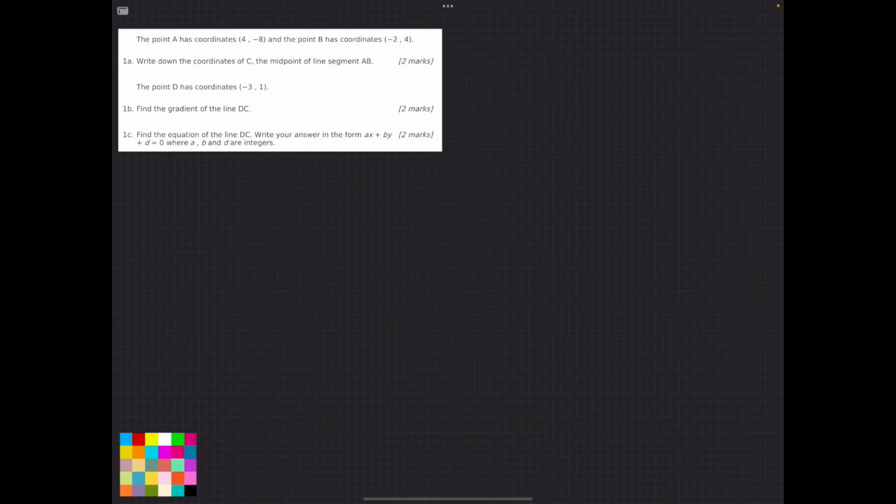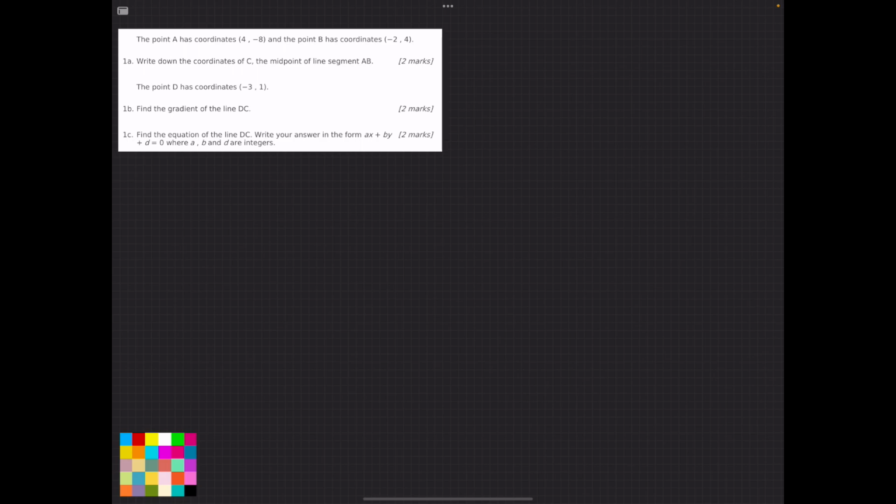Let's take a look at some of these problems. This first one is a three-part problem dealing with some fundamental coordinate geometry. It asks us to find the midpoint, then asks us to find the slope of a line connecting 2 points, and then finally write out the equation of a line in standard form. Working with the first part, let's take a look and see what we can do.